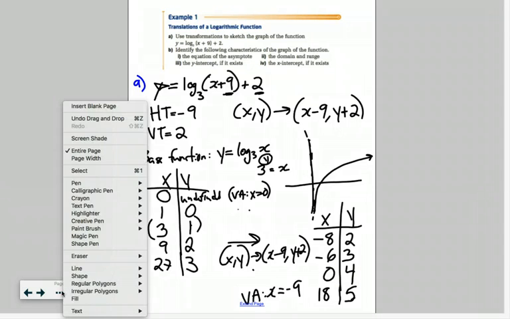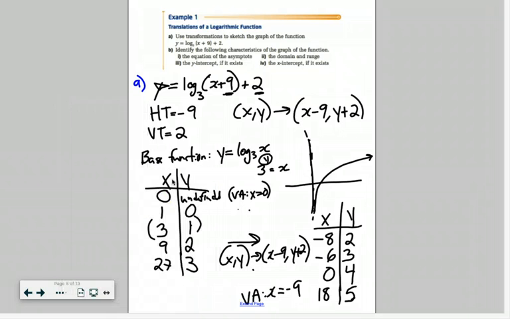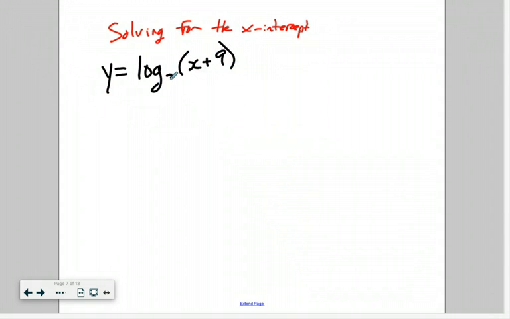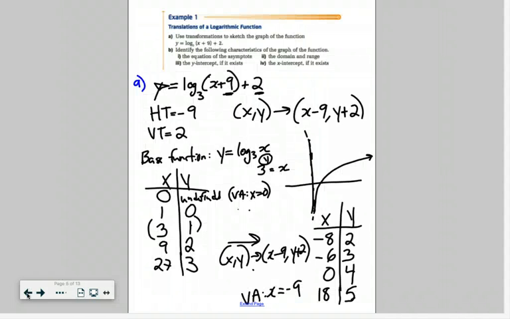Now, how would we find the x-intercept, though? We know that it exists based on the graph. How would we solve for it? Yes, if you graphed it using graphing technology, you could just find it that way. But let's take a look at trying to solve for it. So our new function was y equals log of x plus 9, base 3, and then it was plus 2.